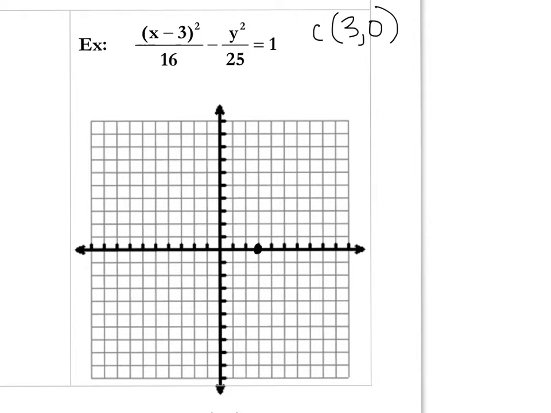All right, and so underneath the x squared is 16. And so just like we were doing an ellipse, that would mean we would go left and right 4. So I'm going to do the same thing there. I'm going to put a dot here, and I'm going to go 4 this way, put a dot there. And same exact thing for the y. Underneath the y squared is 25. That means I'm going to go up and down square root of 25. So 5. 1, 2, 3, 4, 5. Put a dot here, and put a dot here.